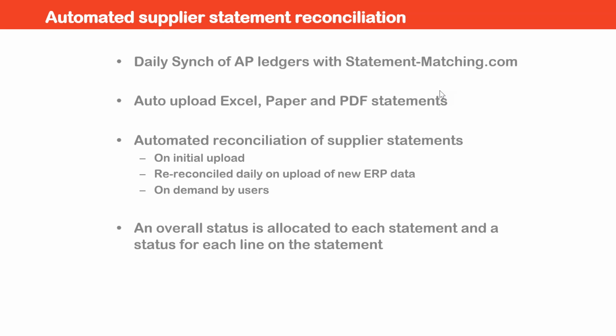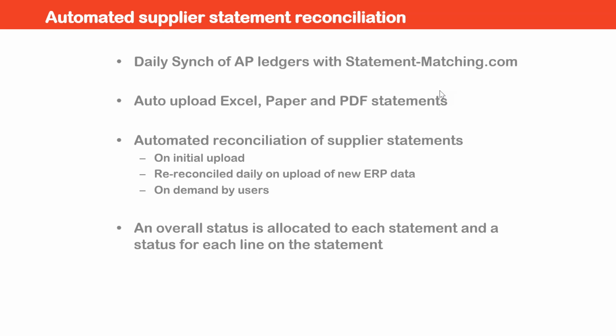Now, the second part of it is I've got to get the suppliers' statements into the system. Now, the suppliers are going to send you kind of any old format. They're going to send you Excel. You're going to get lots that are PDF email attachments, and then we still get lots that come through the post, so they're bits of paper. So these all get auto-uploaded.